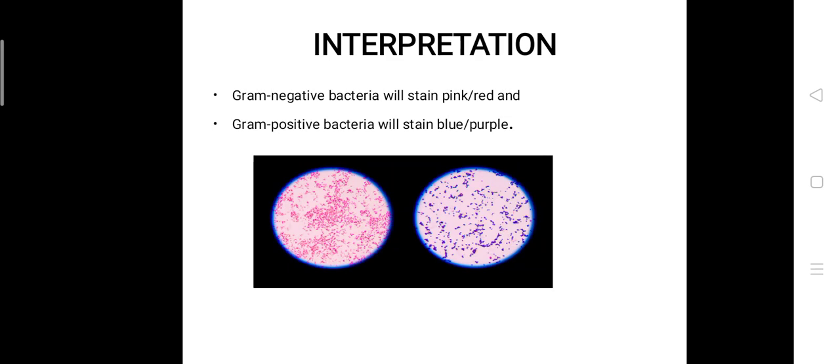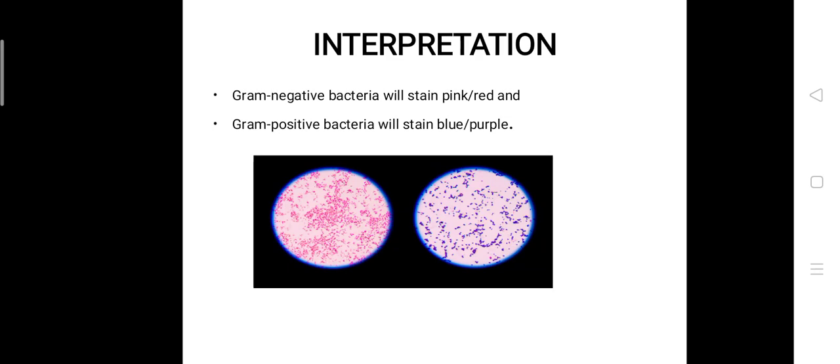For quality control, you have to always check new batches of the stain and reagents for correct staining reaction using a smear containing known gram positive and gram negative organisms. Some of the suggested quality control organisms: for gram positive, Staphylococcus aureus, ATCC; for gram negative, Escherichia coli, ATCC. So these are some of the suggested quality control organisms.